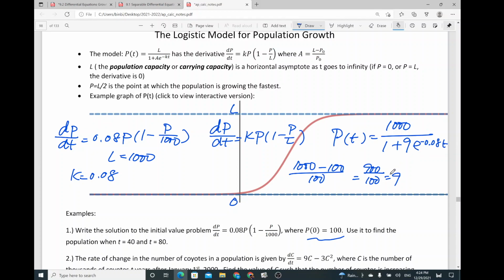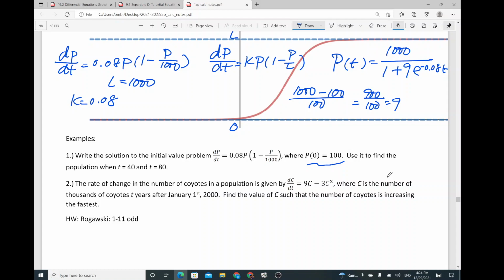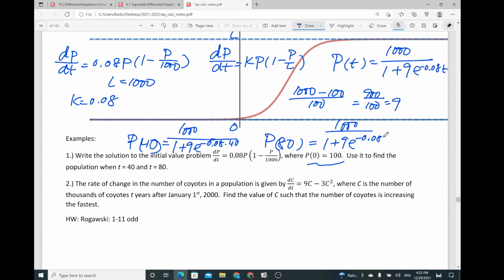Once we set up the model, we can find the population at t equals 40 and t equals 80 by plugging in the numbers, P of 40 and then P of 80. You can put it into the calculator or do it manually, but normally this is a calculator problem on the AP test. You don't want to round things off before you finish evaluating. So just plug in the time, and for the other one it's similar: 1000 over 1 plus 9 times e to the power negative 0.08 times 80 to get the population.